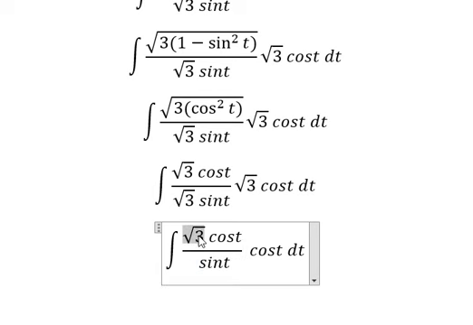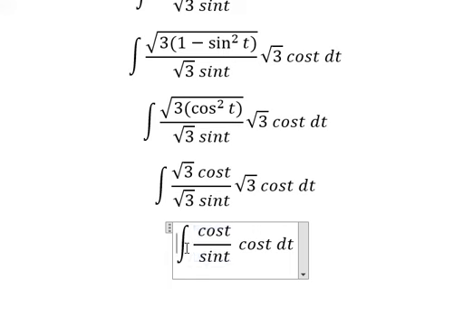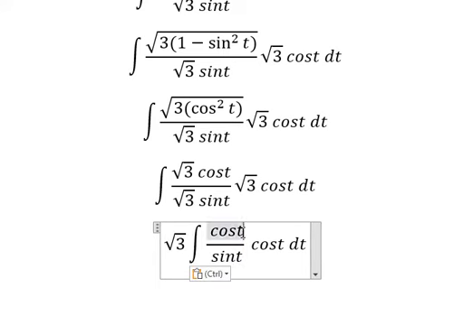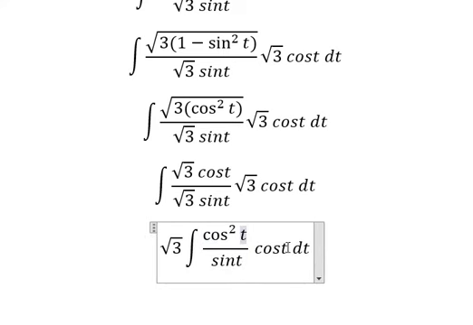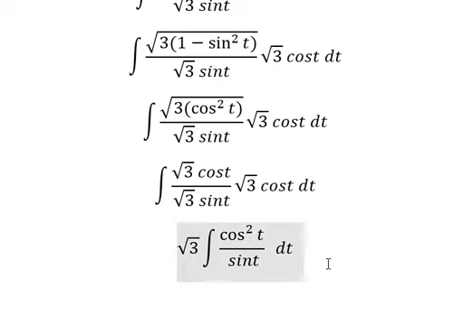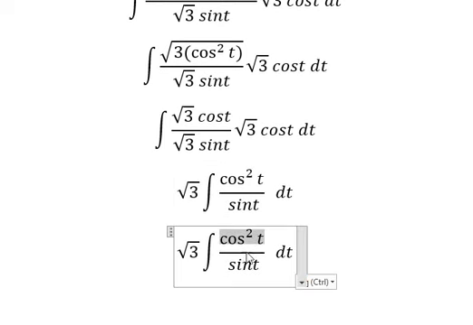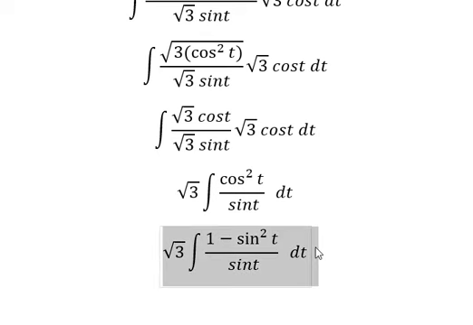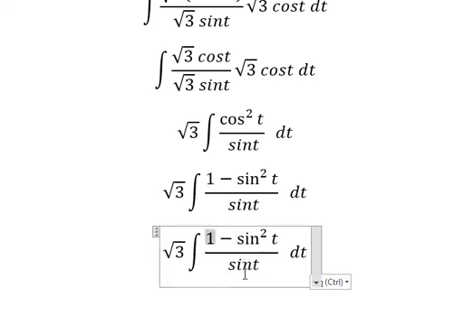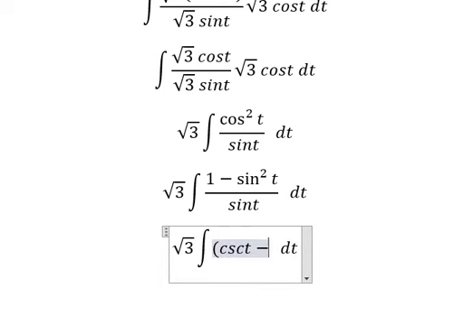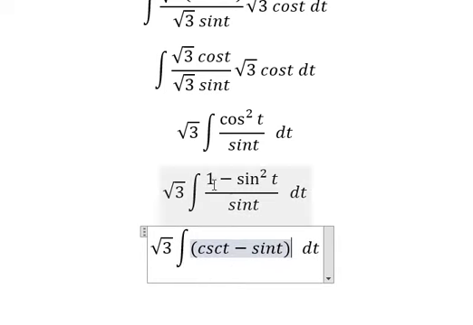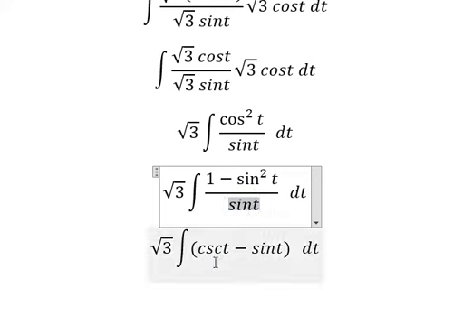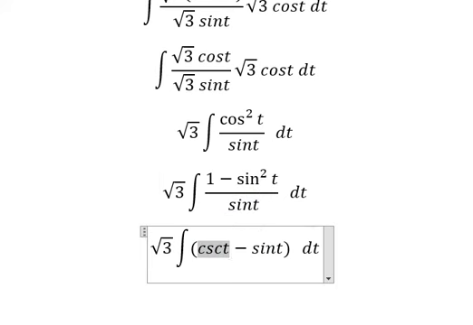The square root of 3 I will put outside. Cosine t, we have cosine t squared. Next, cosine t squared we change by 1 minus sine t squared. So this one divide by this one, and this one divide by this one. So we have cosecant of t minus sine t. Because 1 over sine t, we have cosecant of t in here.